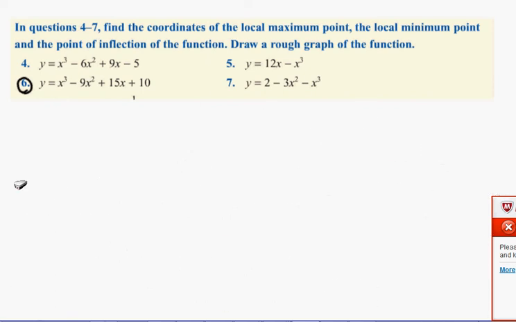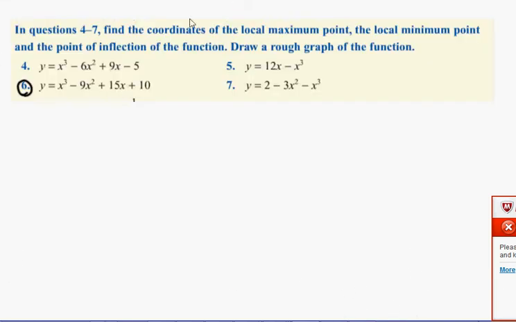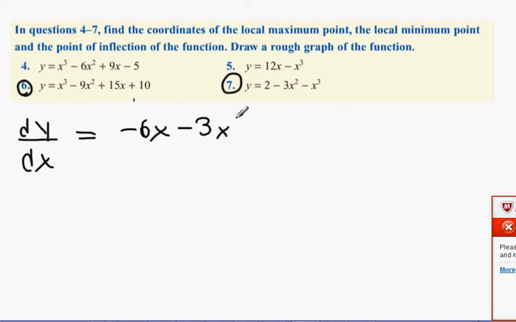Now, once again, you've got 2 things to do. Part 1, differentiate. So, differentiate question 7, Connor. When we differentiate this, you get 0 for the 2. Minus 3x squared, you get minus 6x. Minus x cubed, you get minus 3x squared. What's this equal to, Patrick? We're looking for a turning point, so what's the rule for that? dy/dx equals 0. Put this equal to 0 and solve.